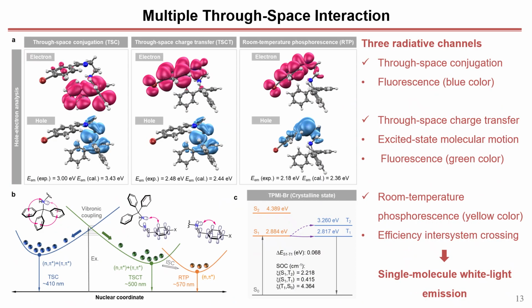With the help of theoretical calculation, we find three kinds of transition behaviors of electrons. One is the locally excited through-space interaction based on the non-conjugated triphenyl imide group. Another one is the through-space charge transfer between two separated units. And the last one is the room temperature phosphorescence with the help of small energy gap and heavy atom effects. These three transitions finally result in the single molecular white light emission.